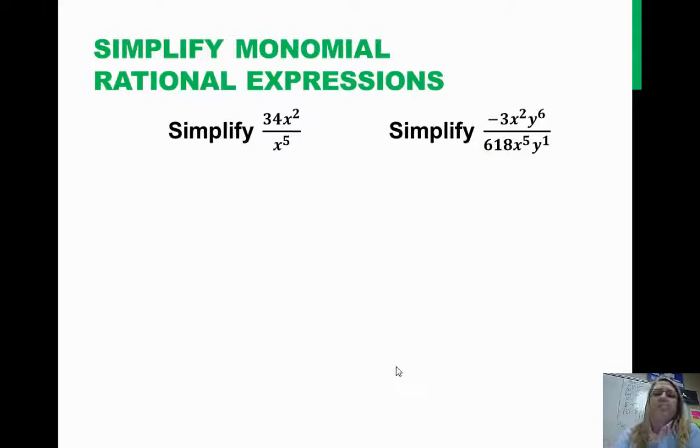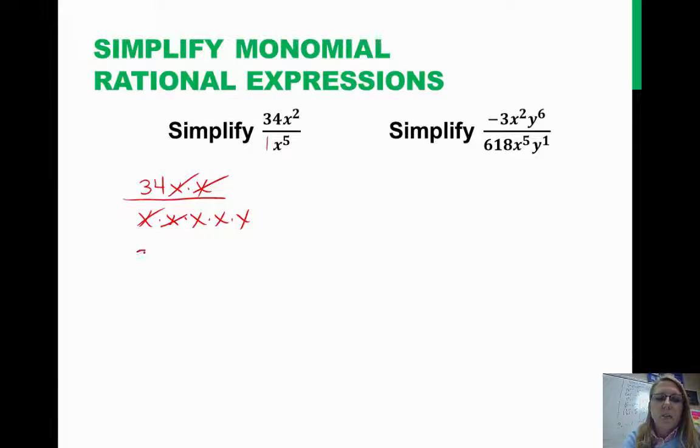Now on to rational expressions. On this one, we can also break it down into its factors. But you'll notice that the bottom has a coefficient of 1, basically. So it's already broken down as far as it can go. And we'll just leave 34 alone, being that we're dealing with the number 1 on the bottom. However, if you look at the top, I can rewrite this as 34 times x times x. In the bottom, I can write out x times x times x times x times x. And now, because of that, I can cancel out this x and this x. So what I'm left with is 34 over x to the third.